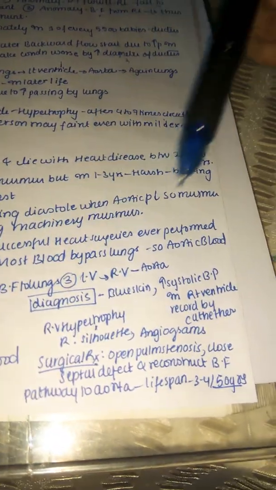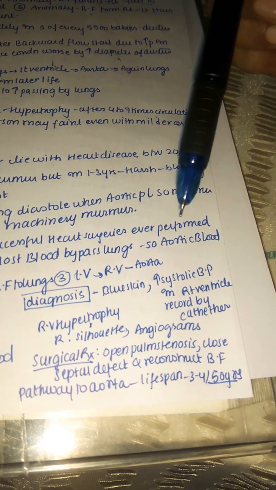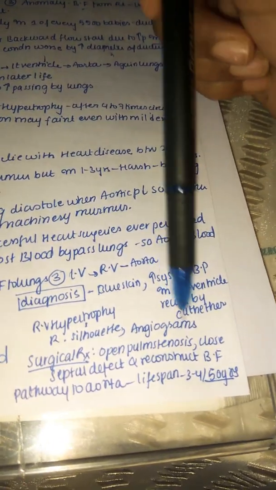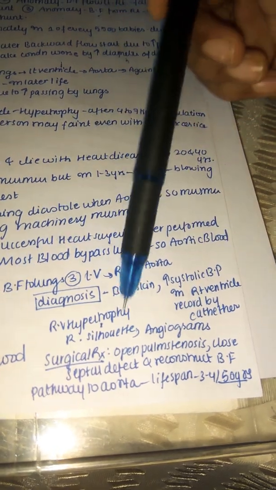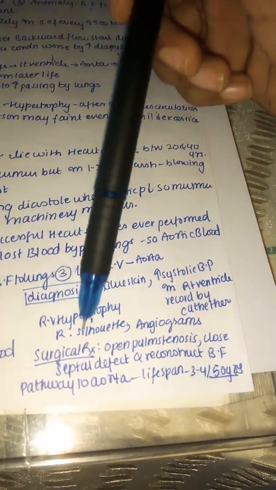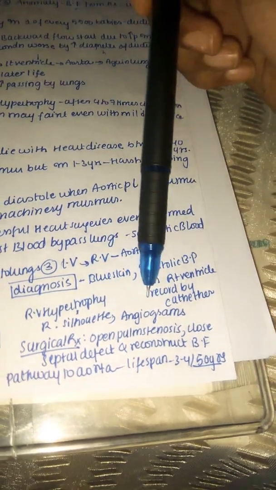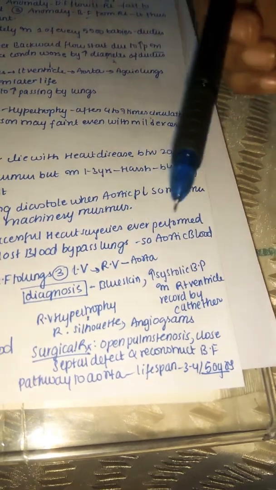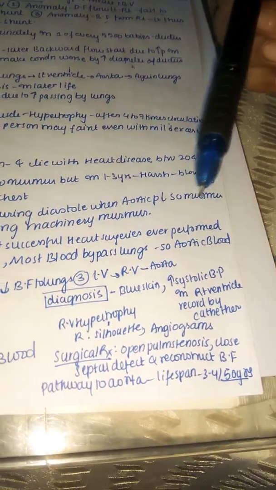So how can we diagnose it? Mainly by seeing the blue skin, an increase in systolic blood pressure mainly in the right ventricle, which can be recorded by catheter, and by right ventricular hypertrophy, which is seen mainly by radiography. Also in angiograms and x-rays, you can see this shunt, that blood is flowing from the right side to the left side directly without entering into the lungs.